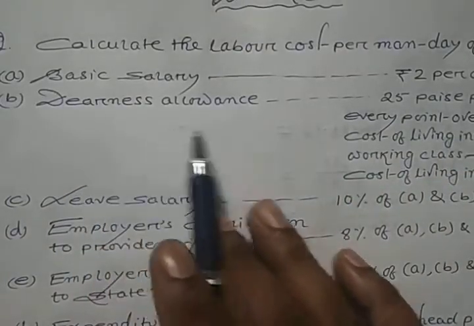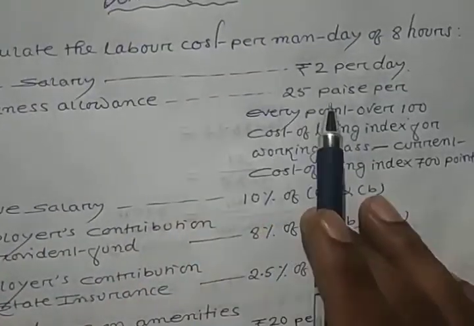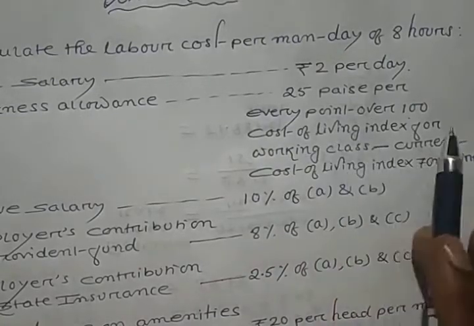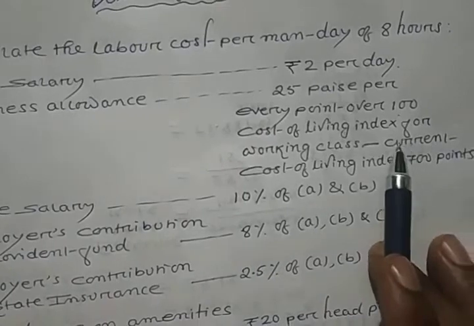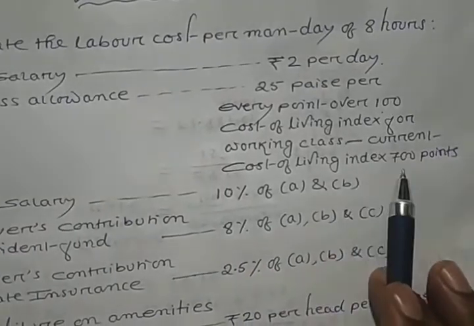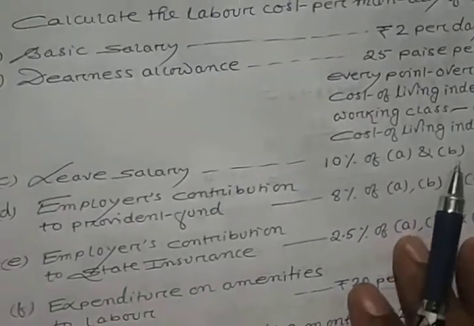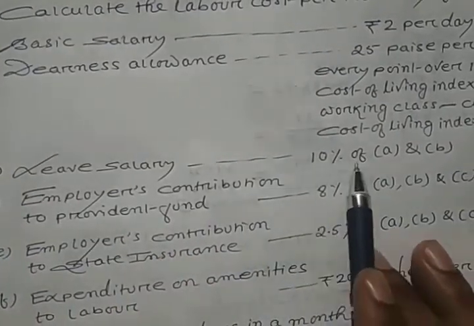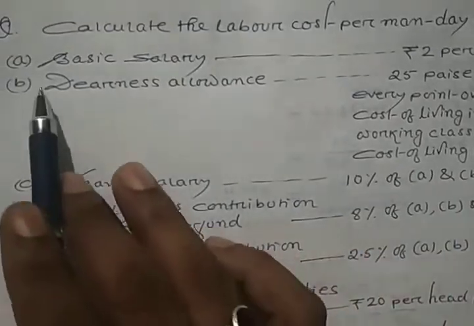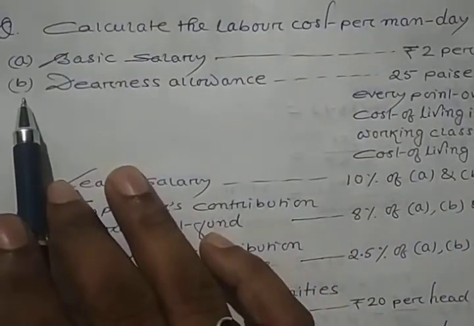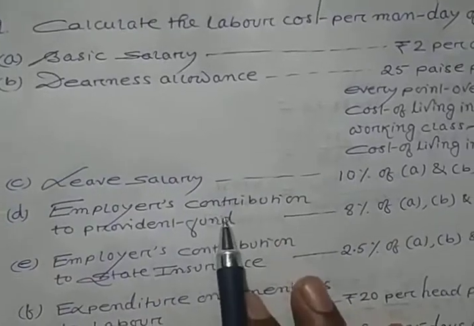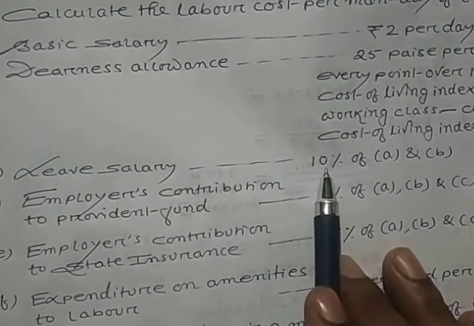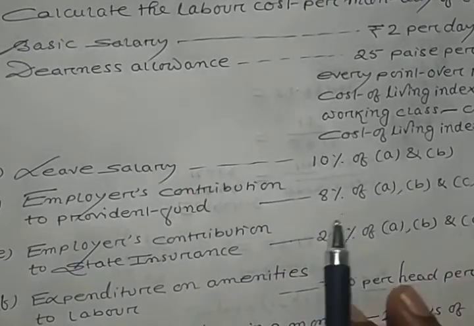Then number B, dearness allowance given. That is 25 paise per every point over 100 cost of living index for working class, and the current cost of living index is 700 points. This is the second information given. Third information is the leave salary, 10% of A and B. That means whatever value you get for A and B, you add these two together and then take 10%.